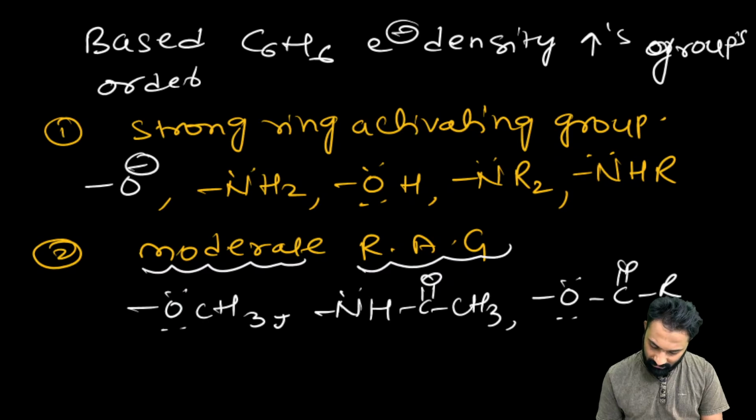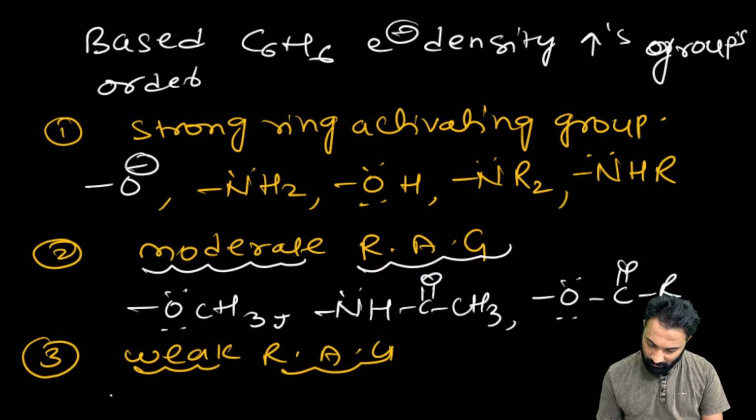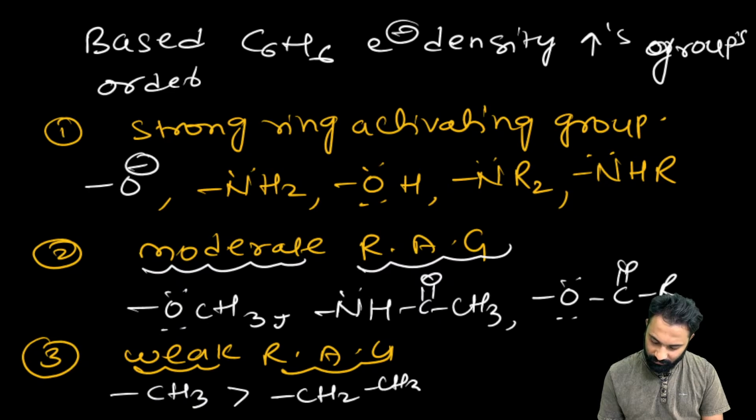Now the third category, weak ring activating groups. First one will be CH3. Clear? This is very very important. CH3, CH2, CH3, and the allyl, etc. These are some weak ring activating groups.